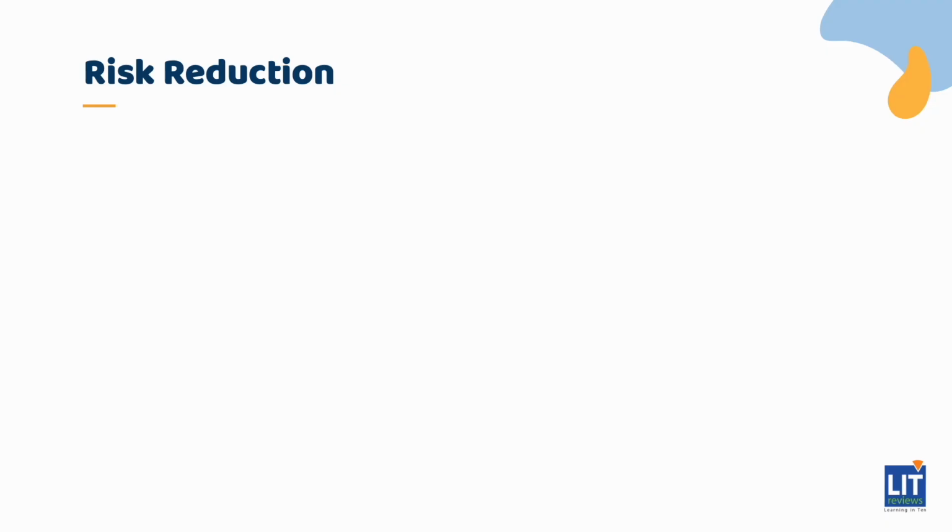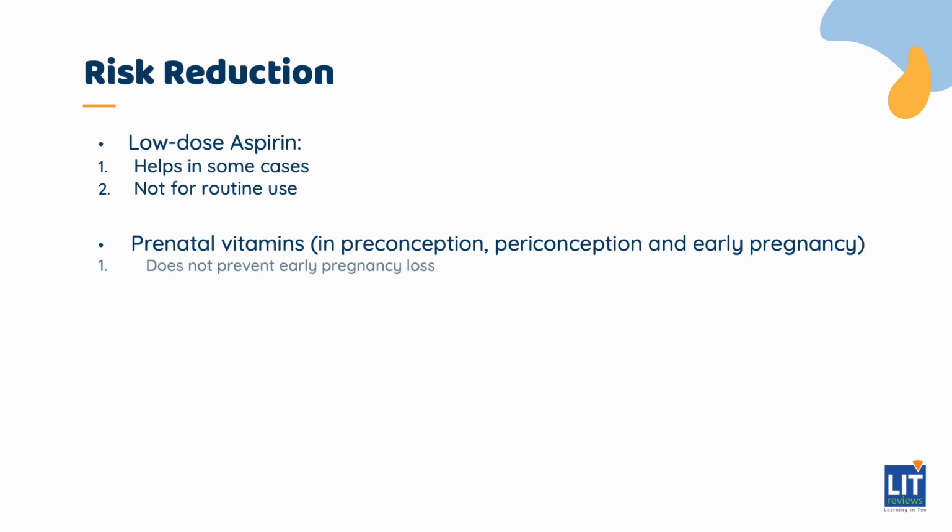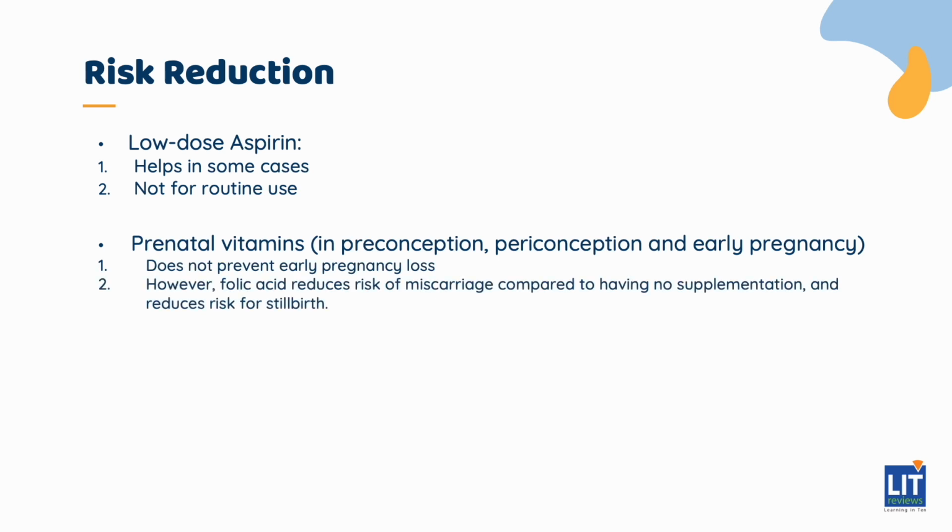Multiple agents have been studied to reduce the risk of miscarriage. Only low-dose aspirin has been shown to be helpful in some individuals, though it should not be for routine use. Prenatal vitamins in preconception, periconception, and early pregnancy timeframes do not prevent early pregnancy loss. However, folic acid reduces risk of miscarriage compared to having no supplementation and reduces risk for stillbirth.